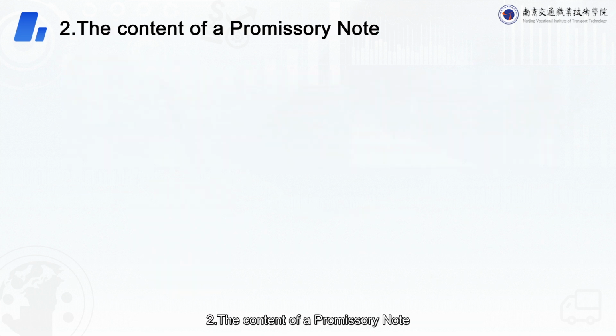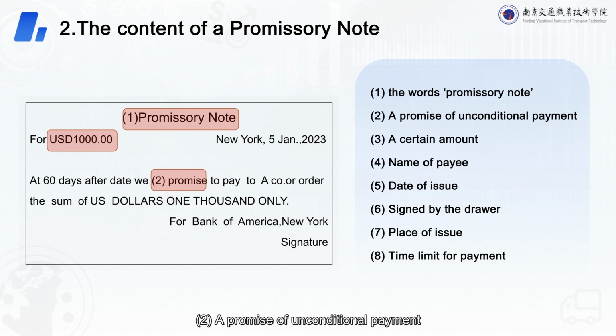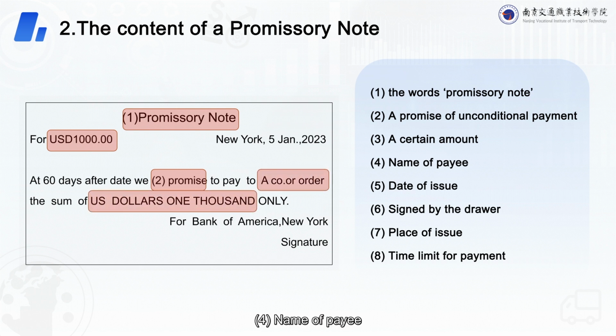2. The content of a promissory note. A promissory note includes the content as follows: 1. The words "promissory note". 2. A promise of unconditional payment. 3. A certain amount. 4. Name of payee. 5. Date of issue. 6. Signed by the drawer. 7. Place of issue. 8. Time limit for payment.